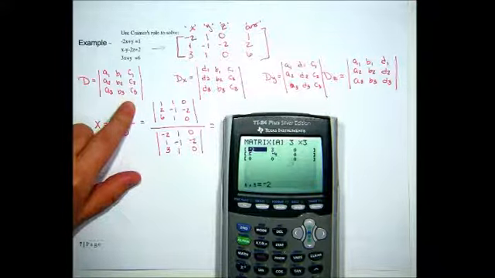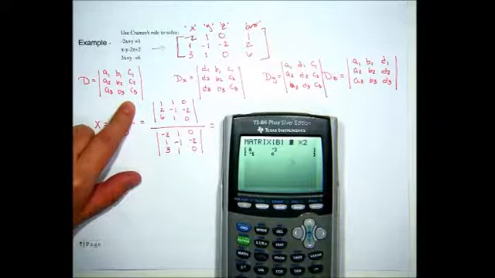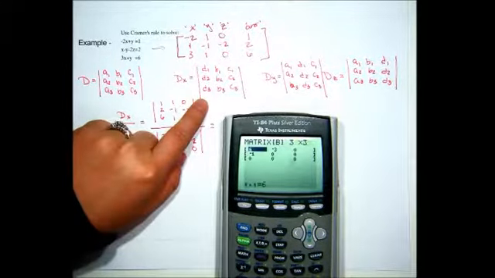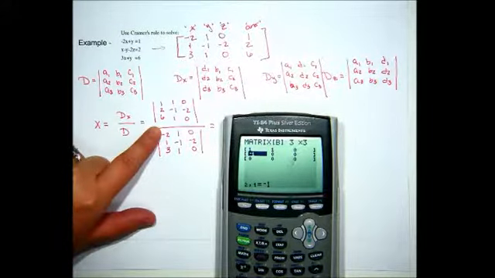-2, 1, 0, 1, negative 1, negative 2, 3, 1, 0. That's my D matrix. Next, I'm going to scoot down to B. Now I'm going to make, again, a 3 by 3, but this time it's going to be my D sub X matrix. So that's a 1, a 0, a 6, a 1, a 0.